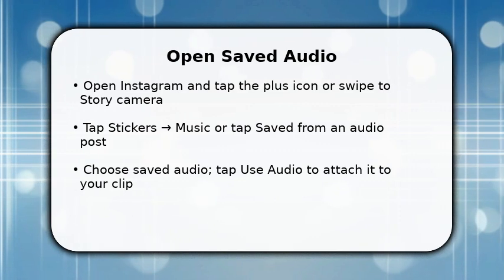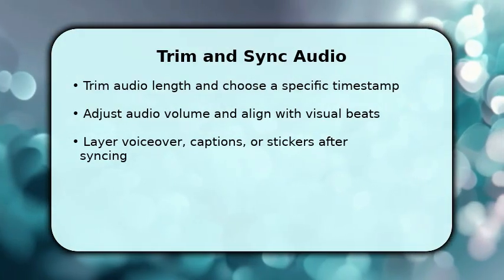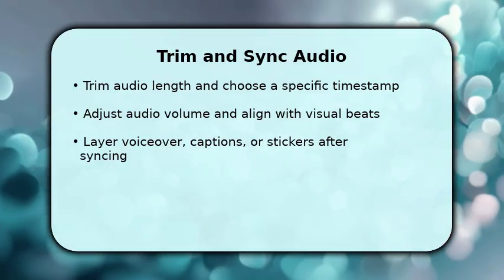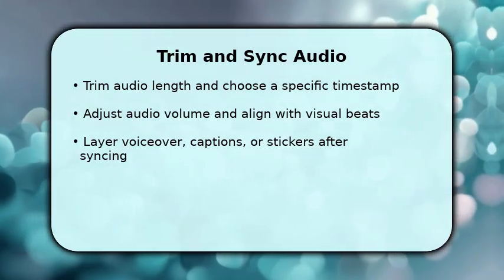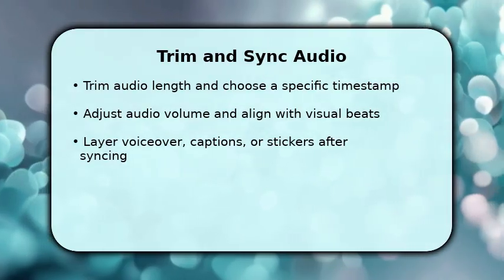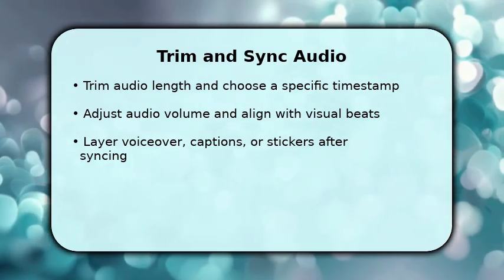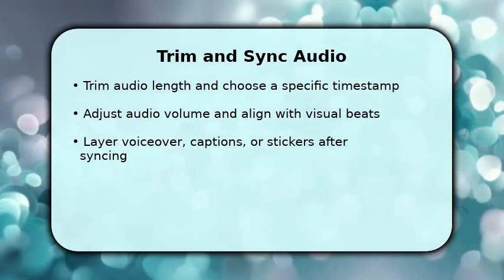Now fine-tune how the saved audio fits your story. Tap the waveform to set the exact timestamp and drag to trim to the desired segment. You can change the clip length and preview it. Make small adjustments to match beats or lip sync. Then adjust audio volume relative to original video or added voiceover so speech stays clear.